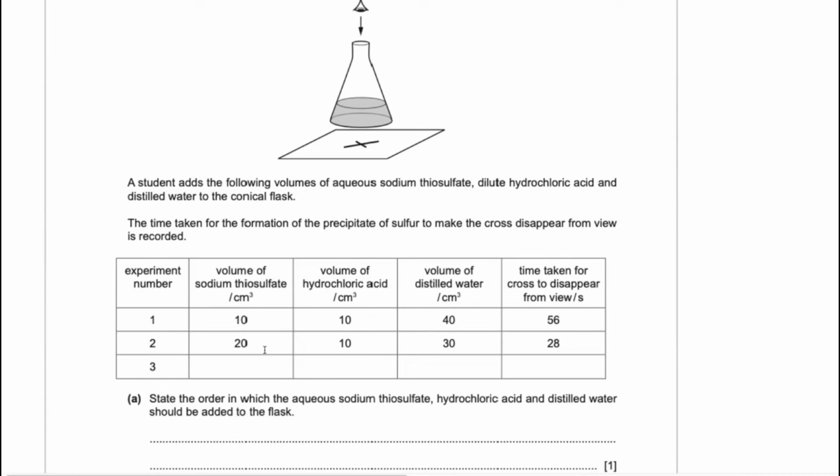So that means you should expect concentration is higher. So if the concentration is higher, then the rate is faster, then the time to make the cross disappear is shorter because they form the sulfur quickly. Okay. So the time taken for the formation of the precipitate of sulfur to make the cross disappear from view is recorded. So these are the time.